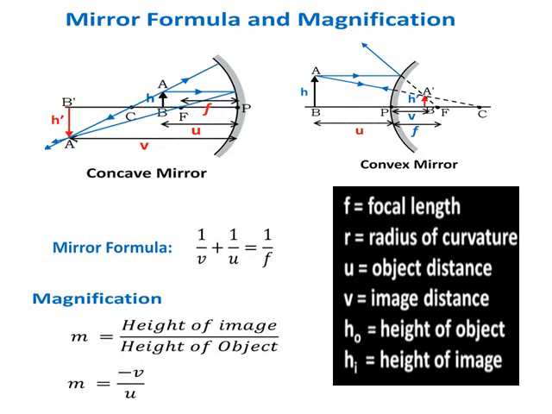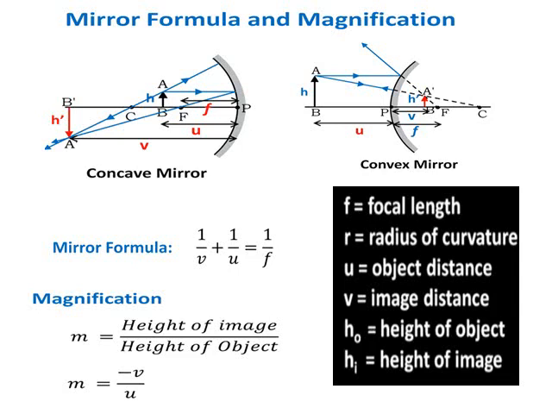Now, let us revise the formulas for the spherical mirrors. Whether it is a concave mirror or convex mirror, the mirror formula says that 1 by v plus 1 by u is equal to 1 by f. So what are these terms v, u and f?